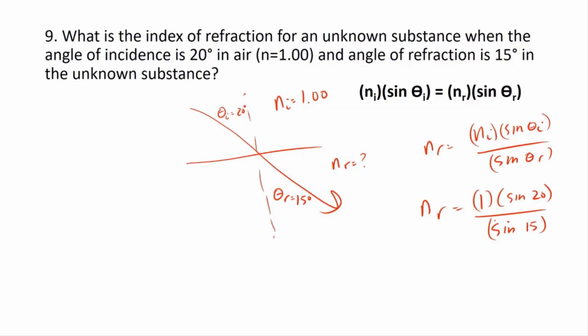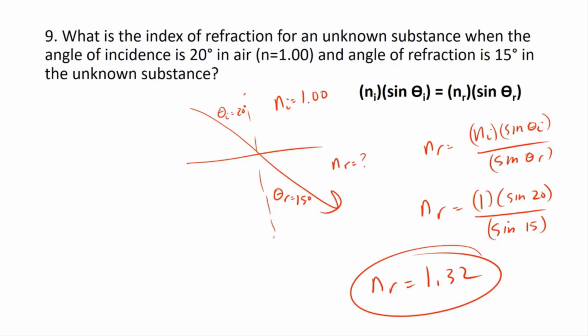So 1 times sine 20, I get 0.34202, and then I divide that by, open parentheses, even though I don't really have to do this, but I want to keep everything together, just in case. It's just good to have extra parentheses. Sine 15, close parentheses, and I get 1.32. And so my index of refraction on the refracted side of this unknown substance is 1.32. And so it's bigger because it bends towards the normal.